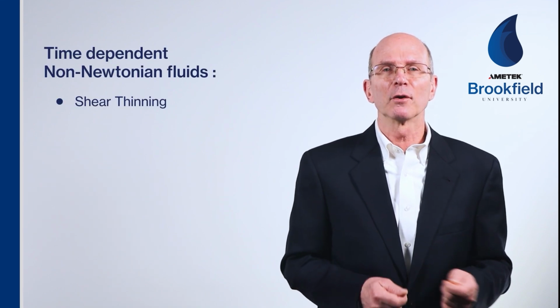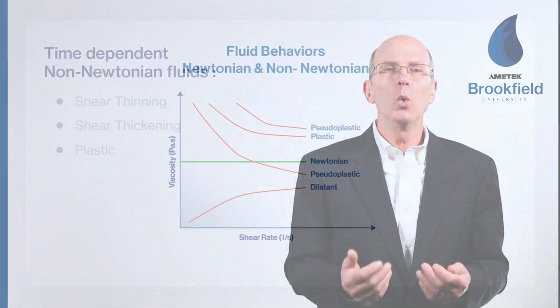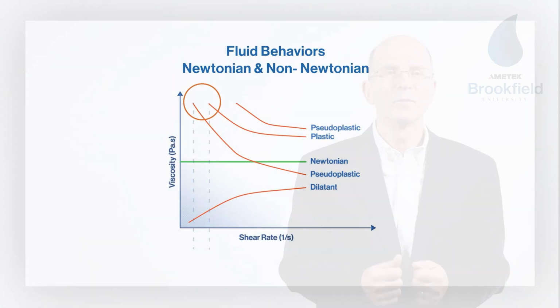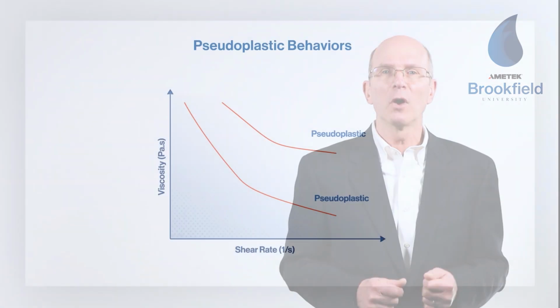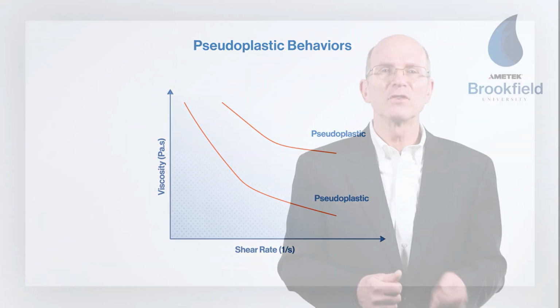Time-dependent non-Newtonian fluids can be shear thinning, shear thickening, or plastic in behavior, where liquid flow will only begin once the static yield stress is exceeded. Pseudoplastic or shear thinning materials will display lower viscosity as the shear rate is increased. The relationship between shear rate and shear stress does not remain constant. As the shear rate is increased, the shear stress begins to level off.